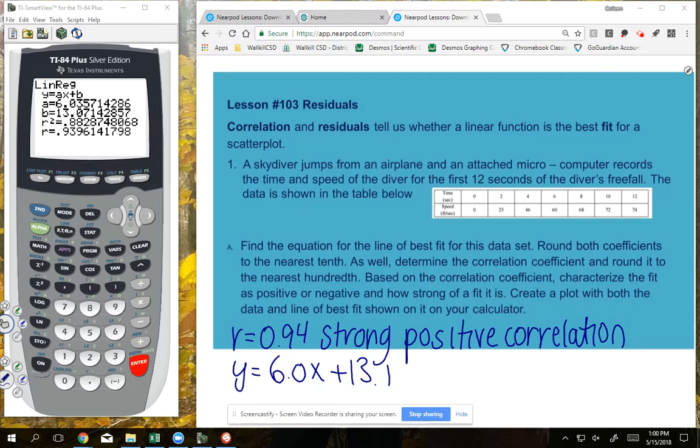What does the 6 tell us? Dan? That it increases 6 feet per second every second. Very good. It increases at a rate of 6 feet per second every second. Okay? Change in y over change in x.